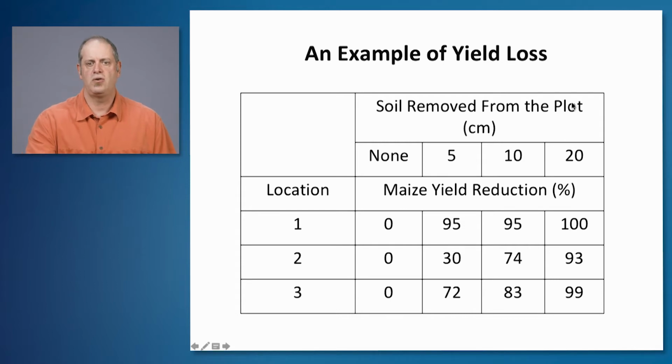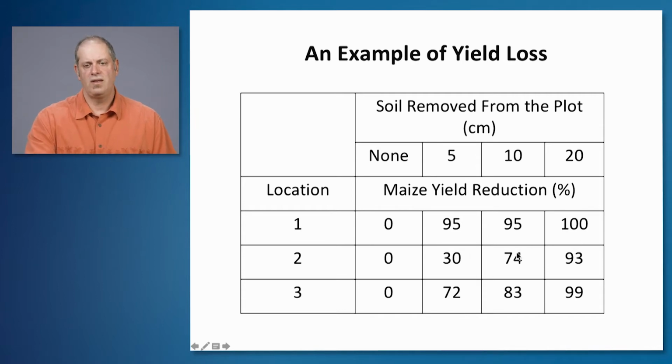And so this table shows, it's just an experiment where no soil was removed, 5 centimeters of soil was removed, 10 and 20. And it looked at the corn yield reduction in terms of a percentage across these different losses. And it looked at it at 3 different locations. And so with no soil removal, we saw no reduction in yield. With 5 centimeter loss in topsoil, we see a 95% yield reduction at location 1, a 30% yield reduction in region 2, and a 70% corn yield reduction at location 3.